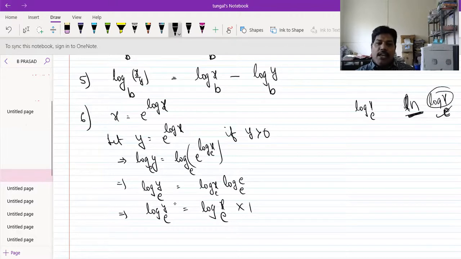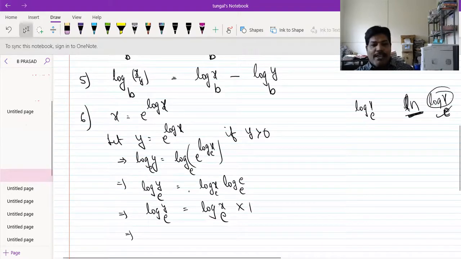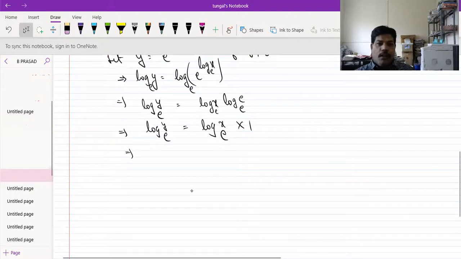Log p by log a. Here log e base e is nothing but log e by log e. Both are cancelled. It will become 1 only. So what happens, students? This is the x actually. That implies log y base e is equal to log x base e.